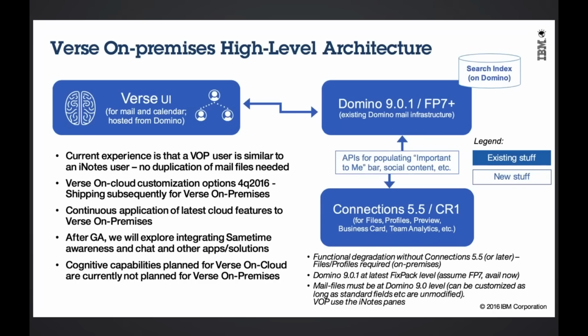The high-level architecture is kept in this picture, and as I said, there's some existing stuff, which is Domino, and it's going to be Domino at the feature pack 7 level. That's going to be required for this, and then you need to install the additional things with Domino, which is the Verse user interface, which is also existing stuff because it's exactly a clone of what we have in the cloud.